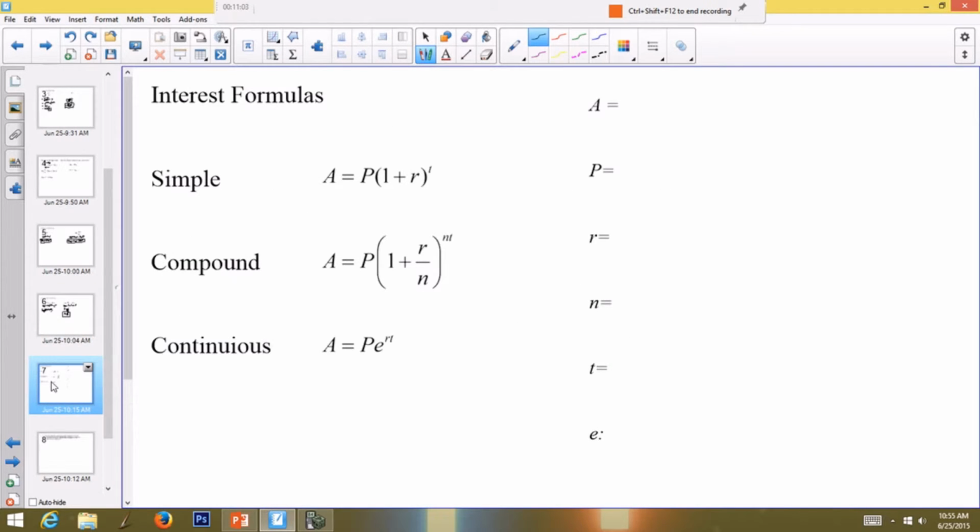Just some real quick things to review. The interest formulas. You've got your simple interest, A equals P times (1 plus r) to the t. Your compound interest function, A equals P times (1 plus r over n) to the nt. And your continuous interest formula, A equals P e to the rt. Remember, A is going to be your final amount.